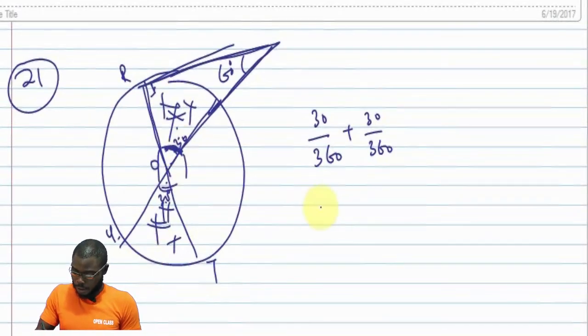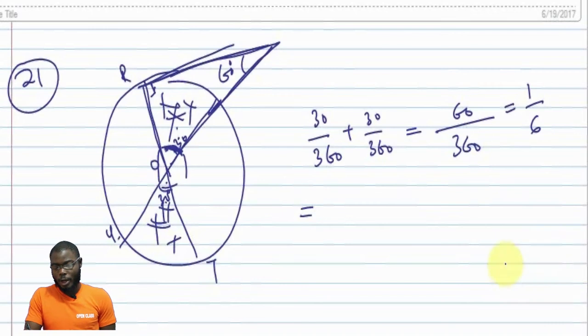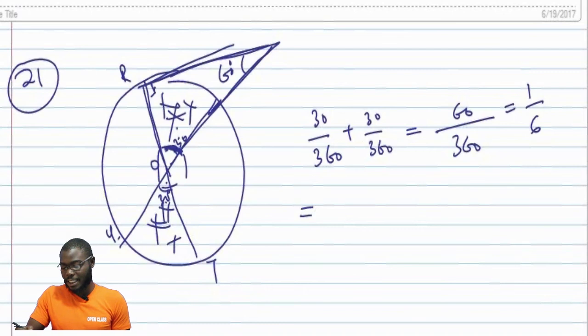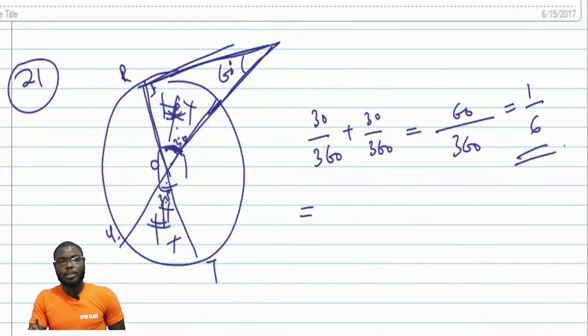So if you add that up, this is going to give you 30 over 360 plus 30 over 360, which equals 1 over 6. So you have 30 plus 30 over 360. So you have 60 degrees over 360, which is 1 over 6. So the ratio of the shaded region, this region and this region put together, gives us 1 over 6 of the total circle.